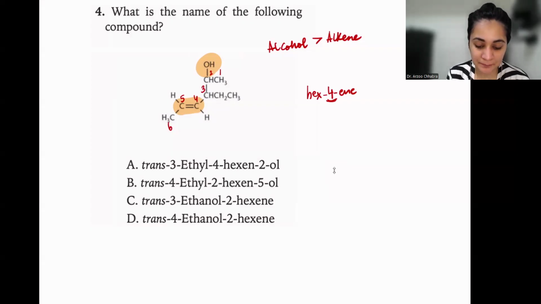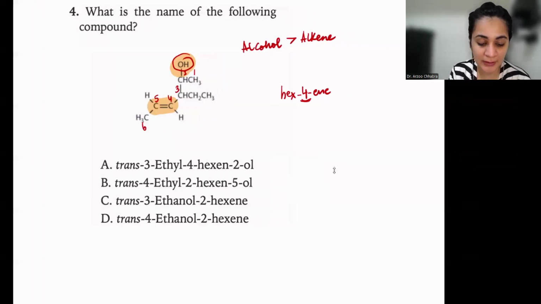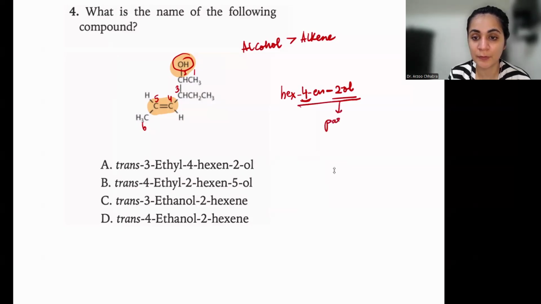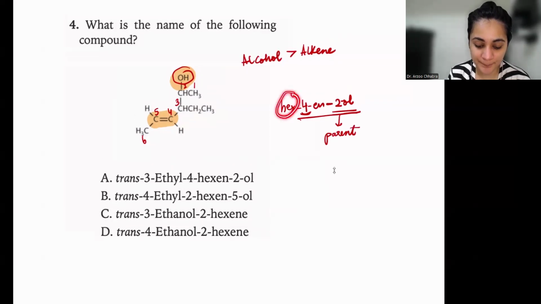Okay, now, again, we have to just write, okay, and then of course, it's hexene, and also we said alcohol is a priority. So then you have to mention that in the parent chain, of course. So it's not just hex-4-ene, it will actually be hex-4-en-2-ol, right? Because you want your priority functional group to be in the longest carbon chain, or in your parent chain. So we've got hex-4-en-2-ol, right?